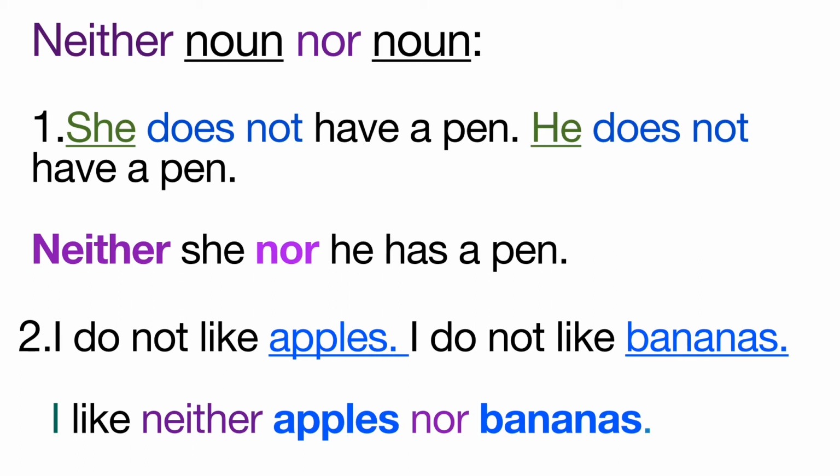Next example, I do not like apples, I do not like bananas. In these sentences, apples and bananas, both these nouns are different. But the subject is the same, that is I. So the structure will be I, then the verb like. So removing do not, we will use neither apples, one noun, nor bananas, second noun. So the sentence will be: I like neither apples nor bananas.